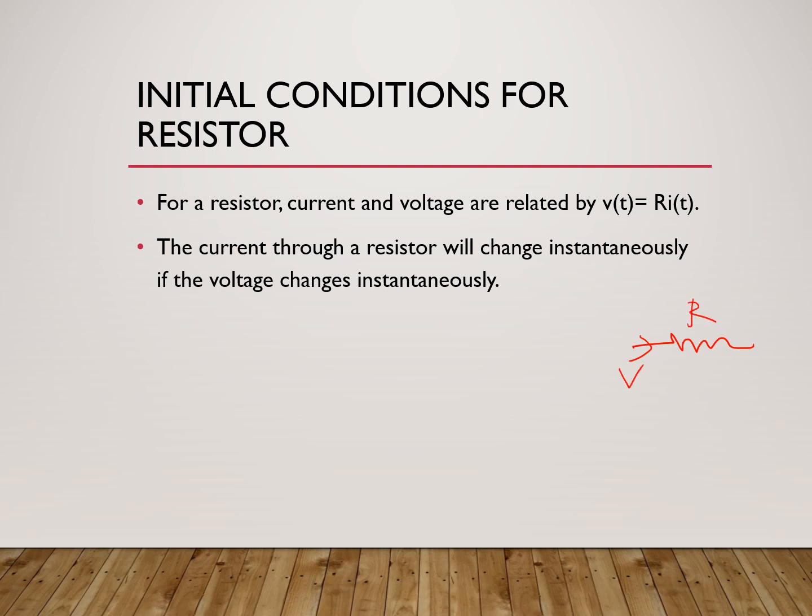Suppose there is a circuit like this, with a switch and a resistance. The resistance here is 2 ohms, and suppose this is a 5 volt source. Before time t is equal to 0, the switch is open, and the current through the resistance was 0. At time t is equal to 0, the switch is closed. Immediately, the current becomes 5 by 2, which is 2.5 ampere, which means that the voltage and current change instantaneously for the resistor because the resistance has a linear relationship. So V is equal to I into R for the resistance, because of which the voltages and currents will change instantaneously.